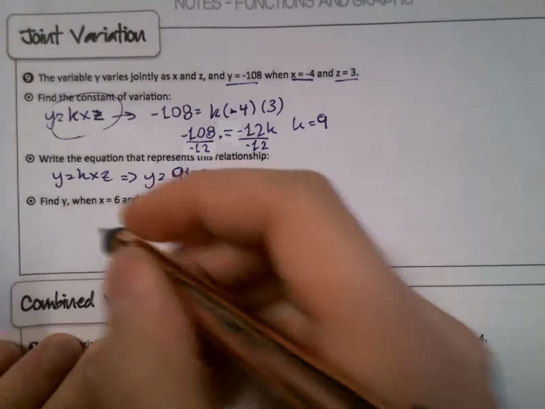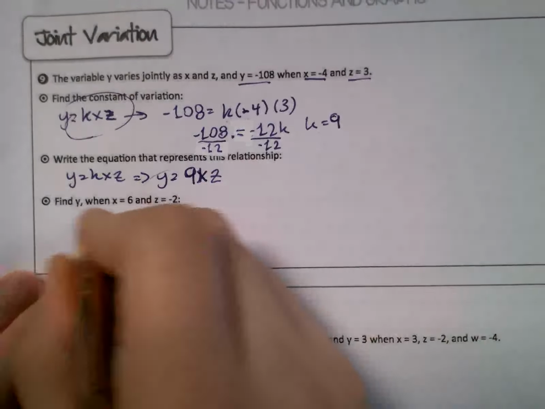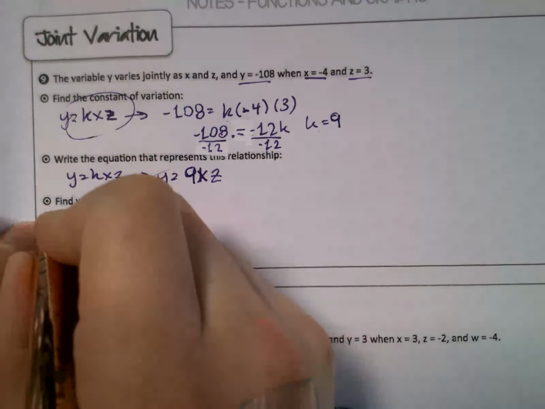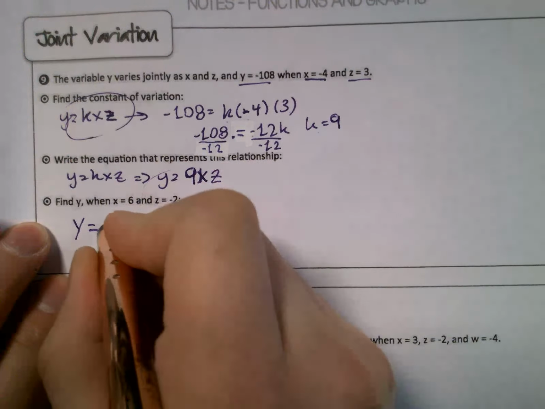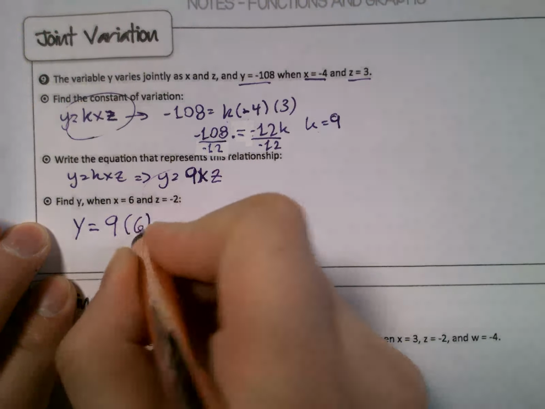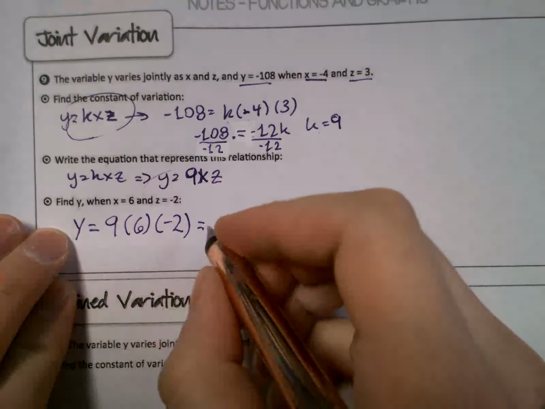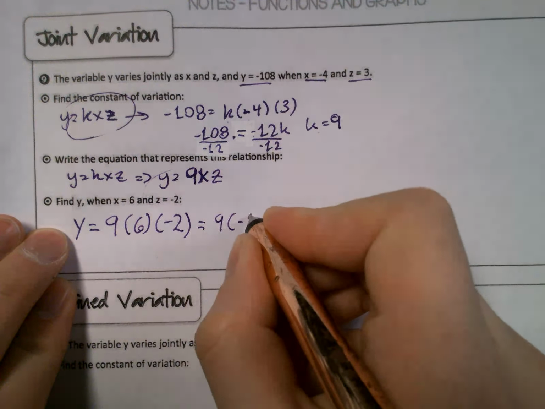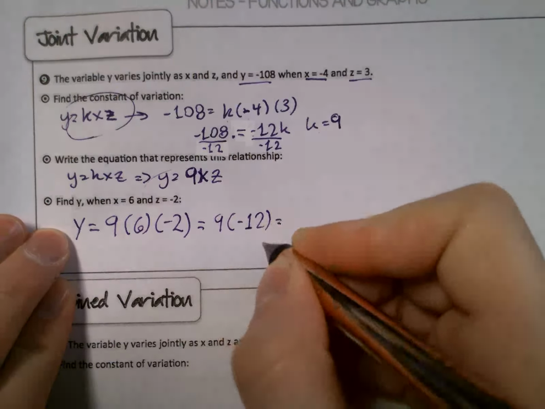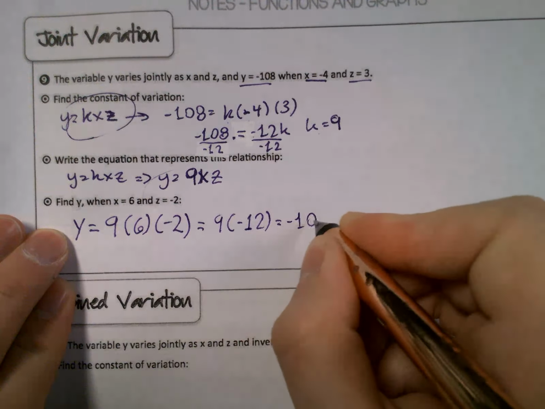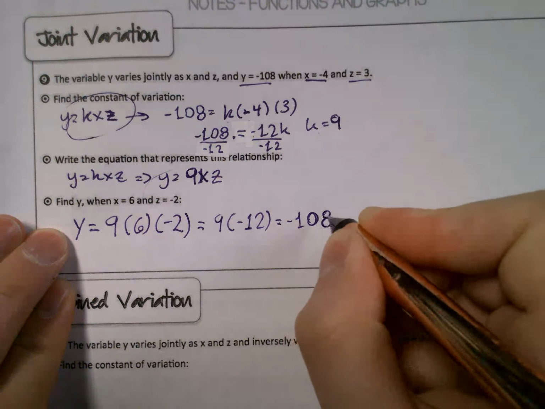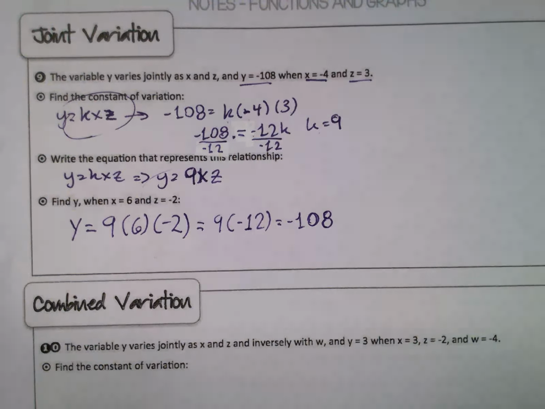So from there, we take this equation and use it to plug in these values. We're going to have y equals 9 times 6 times negative 2. We get 9 times negative 12, which gets me back to negative 108. There we go. And that's joint variation as far as an example is concerned.